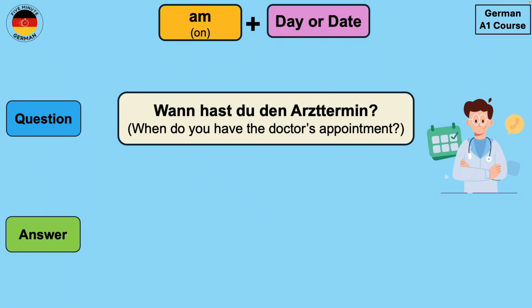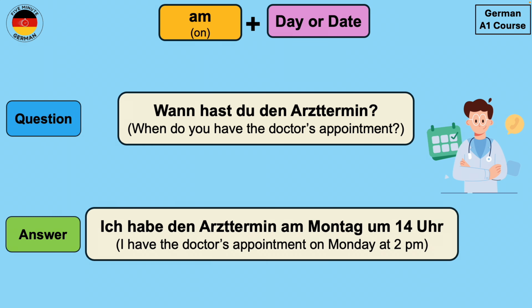So we have the question, "Wann hast du den Arzttermin?" When do you have the doctor's appointment? And you can answer it by saying, "Ich habe den Arzttermin am Montag 14 Uhr." I have the doctor's appointment on Monday at 2 p.m. So in this example, you see we have used "am" before the day and we have used "um" before the time.